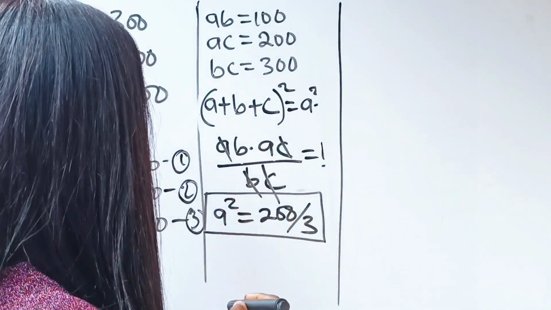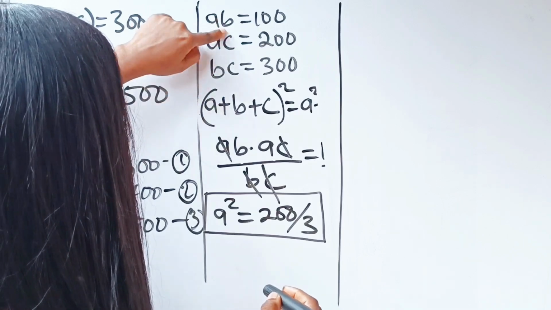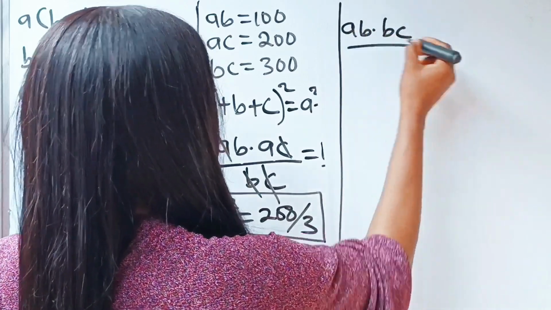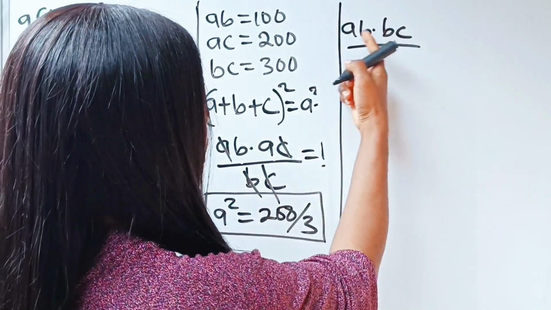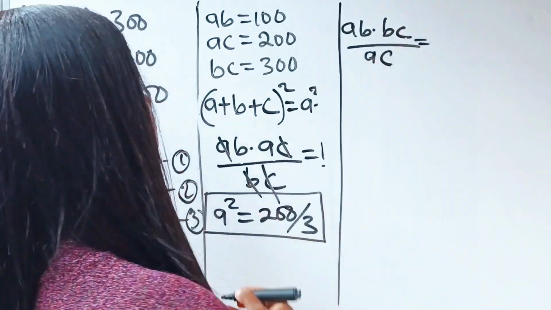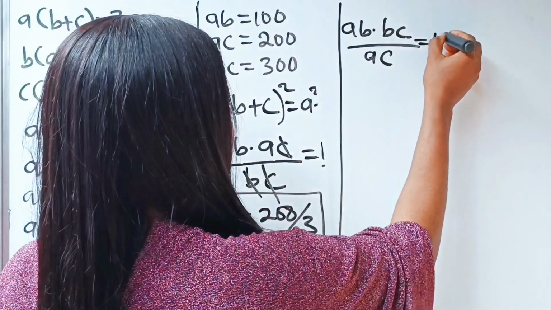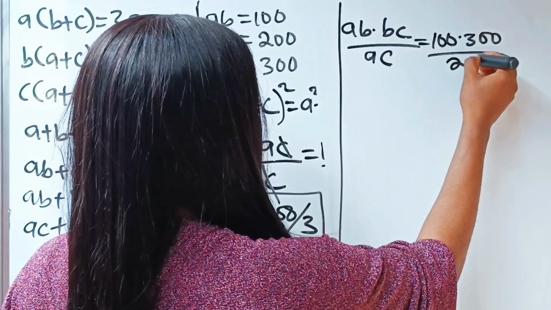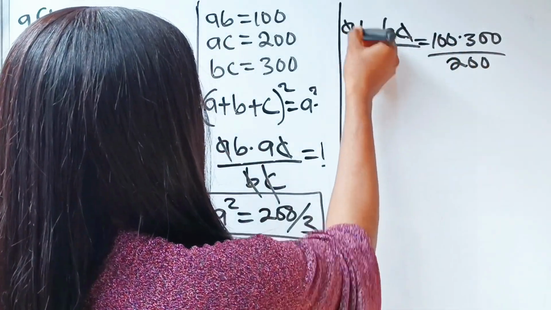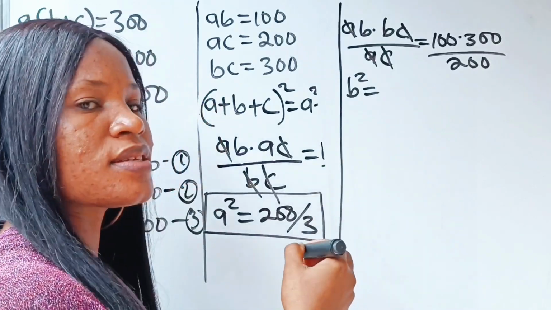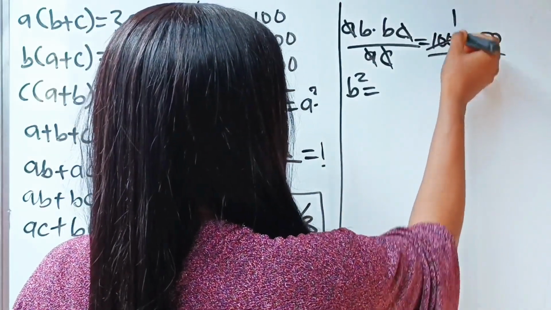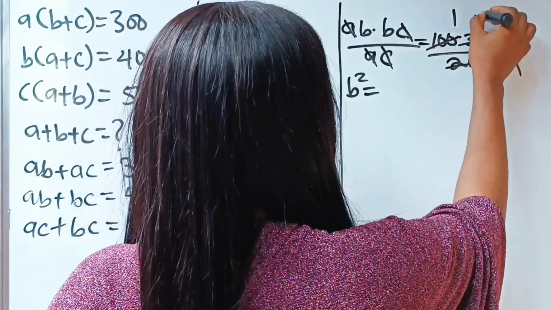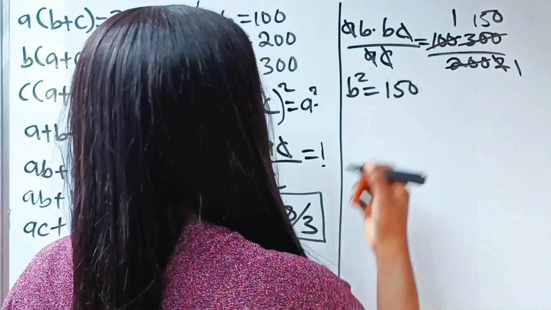So to get B squared, we have AB and BC. They are the ones that have B and B in common. So we're going to multiply AB by BC, and we are going to divide by whatever will remove A and C, which is AC. Now we go ahead and substitute. Our AB is 100, our BC is 300, and our AC is 200. B times B will give us B squared, equal to 100 times this. 100 will divide itself, 1. If we divide 200, we have 2. 2 will divide itself, 1. If we divide 300, we have 150. So that means that B squared is 150.